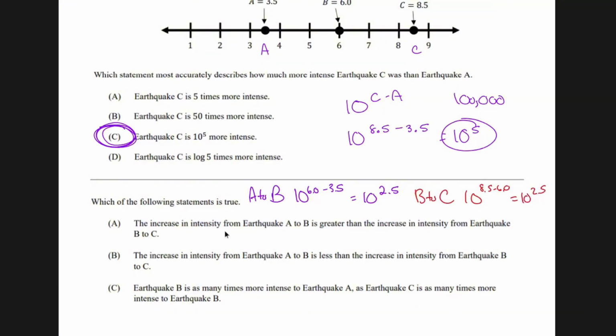So the increase in intensity from A to B is greater than the increase in intensity from B to C. Nope. The increase in intensity from earthquake A to B is less than... nope. Earthquake B is as many times more intense than earthquake A as earthquake C is to B. Yes.